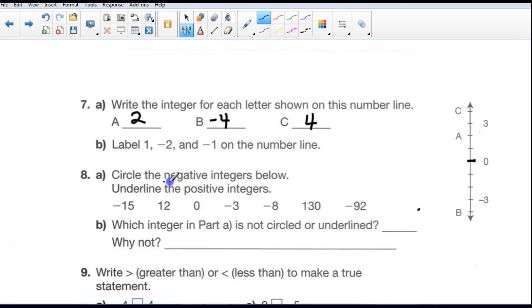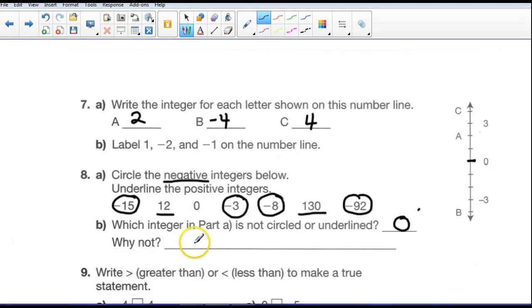Okay, notice how it says negative. Underline the positive integers. So let's circle the negative. Okay, well, circle. There's a negative number, there's a negative number, and there's a negative number. And then it says underline the positive. Well, positive integers right there. Notice how we did not do 0. Which integer in part A is not circled or underlined? 0. Why or why not? Because it's neither positive or negative.